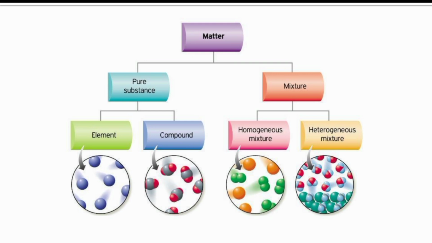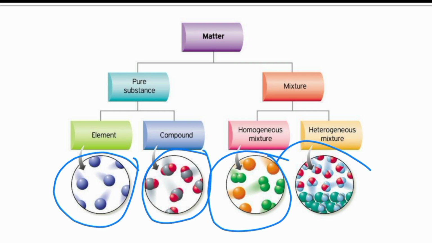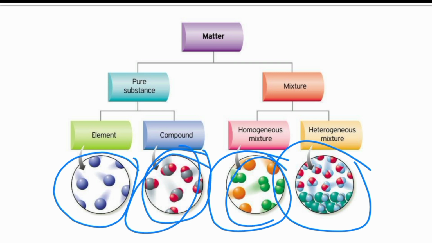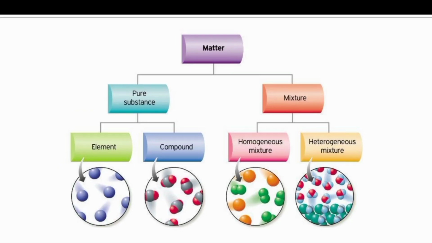This is the classification of matter. Pure substances include elements and compounds. Mixtures include homogeneous and heterogeneous. You can see clearly here elements, compounds, homogeneous, and heterogeneous. Elements consist of only one type of atom, while compounds consist of more than one type of atom bonded together. Homogeneous mixtures are uniformly distributed. In heterogeneous mixtures, they are not distributed uniformly. Okay, these are the main things. You can take a screenshot.